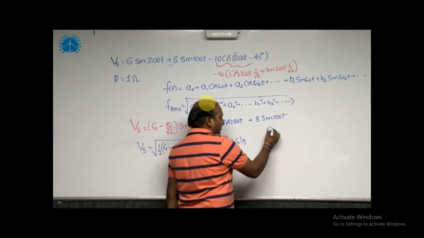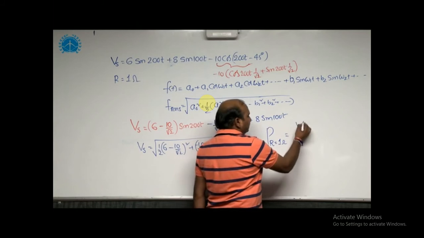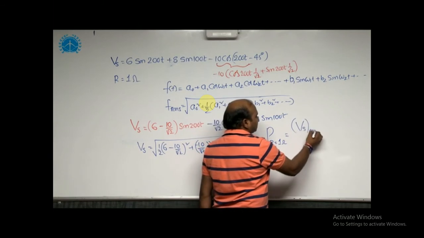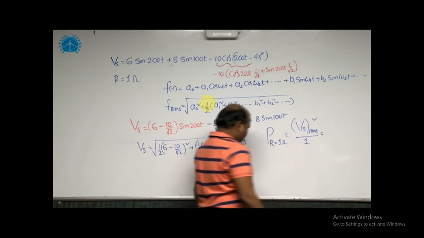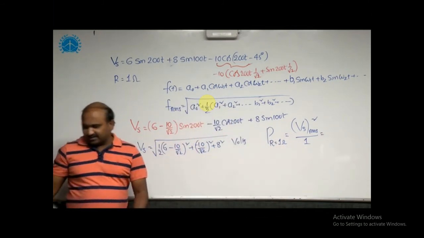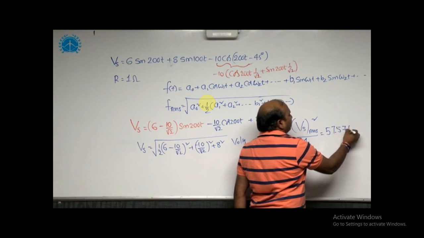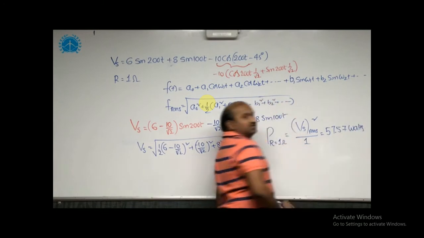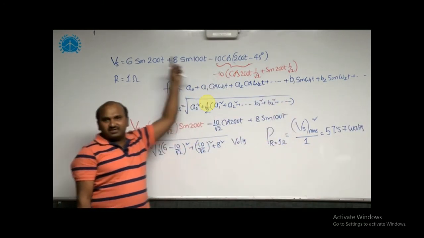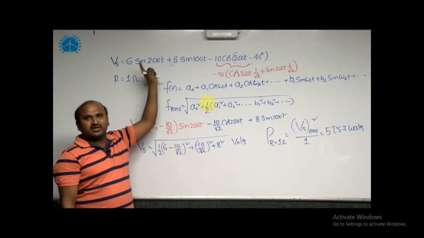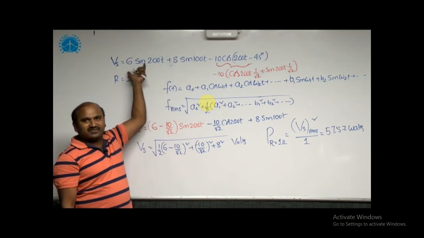I can take the total power dissipated by the 1 ohm resistor is equal to Vs of RMS whole square by 1 ohm. This value we are getting according to the given data is 57.57 watts. For this example, you need to remember that whenever two signals have the same operating frequency, we need to estimate the resultant magnitude of that operating frequency signal.